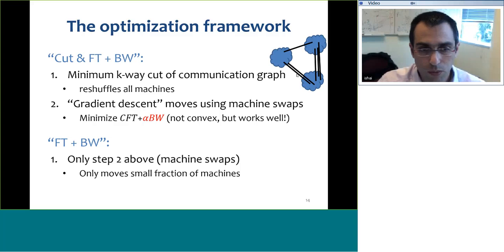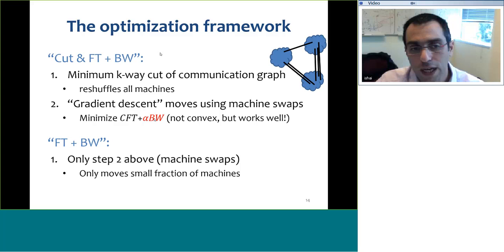So what we did was something very simple. We just added a penalty to the cost function, a penalty that takes into account the entire bandwidth consumption in the data center. So we are losing the convexity, and this can be defined formally with the decision variables. If you refer to the paper, you'll see it in a more formal way. We basically minimize the combination of the fault tolerance cost function, which we defined earlier, and the total bandwidth consumption. So we call it FT plus bandwidth.